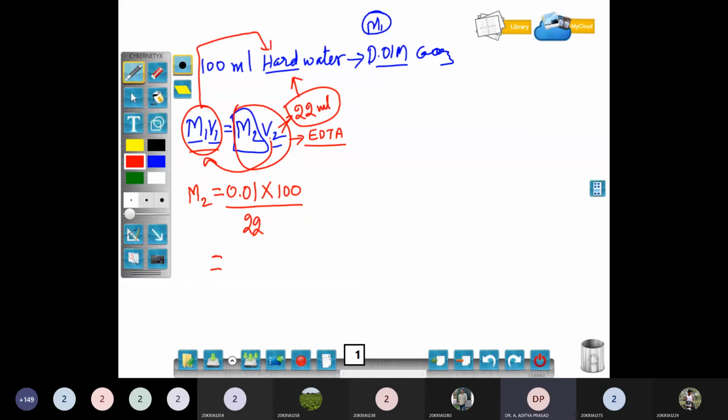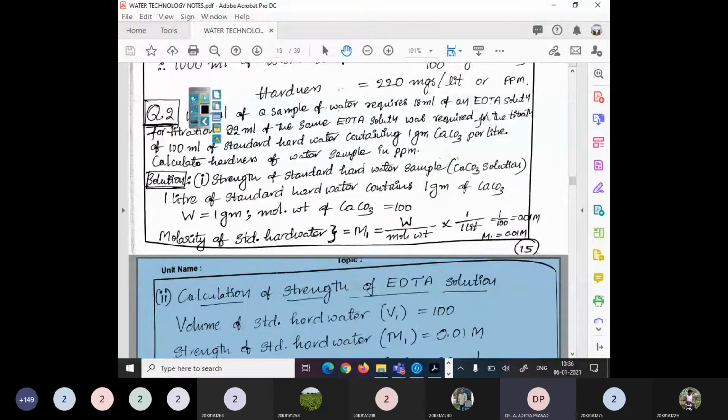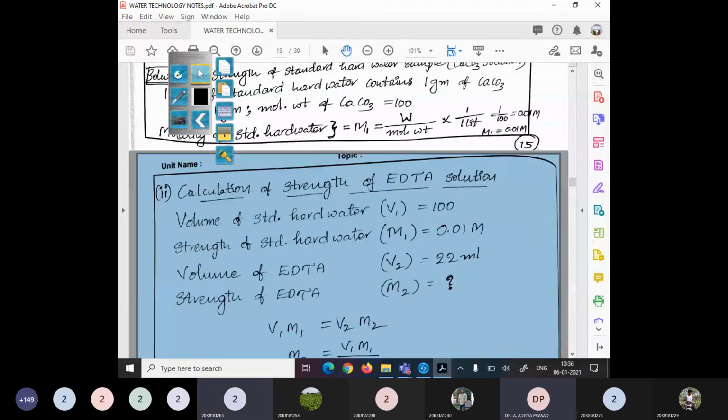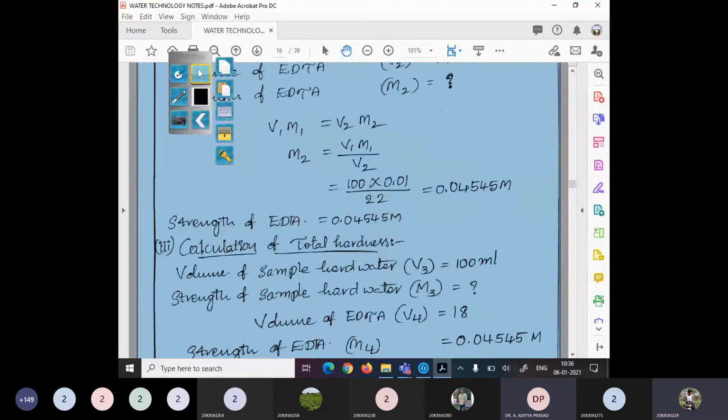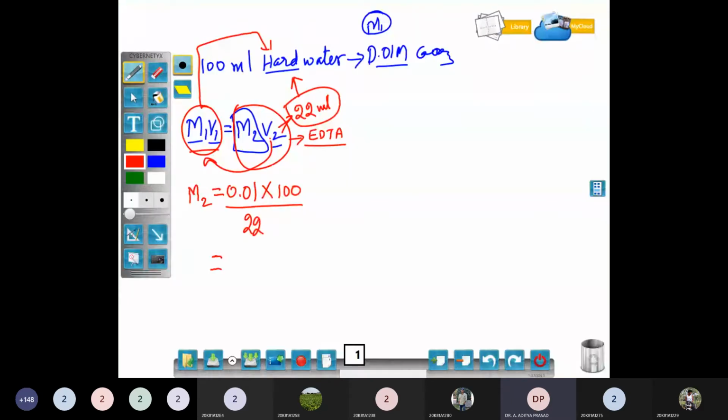What do you get as the answer? 0.01 into 100 divided by 22. What do you get? 1 by 22. 0.04545. Yes, sir. 0.04545 molarity.